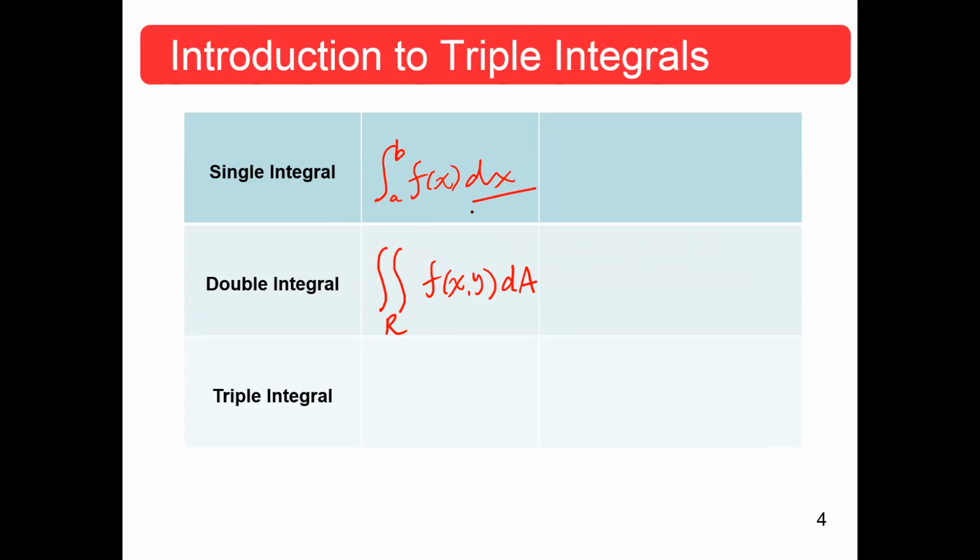So you see the change from one line segment to a region, from one dimension to two dimensions, and from dx, which is only measuring the length, to dA, which is measuring the differential of the area. So for the triple integral, we would have a function, f of x, y, but this time it's not just going to be dA. From the length in one dimension to area in two dimensions, what do we predict is going to happen in triple integral?